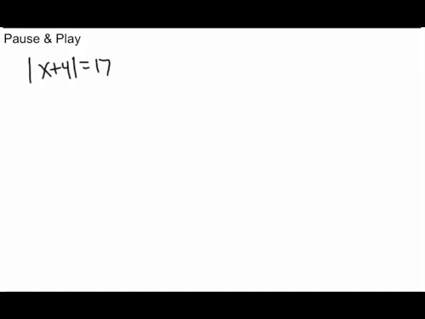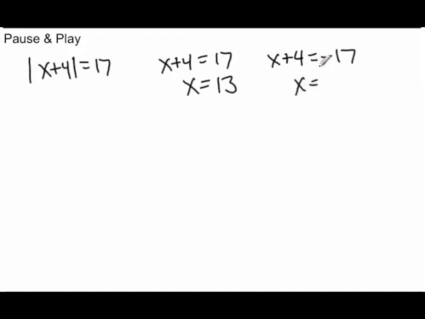All right, so let's split our equation into the two pieces. Either x plus 4 is going to be equal to 17, or x plus 4 is going to be equal to negative 17. So solving both of these, I'm going to subtract 4 from each side. So x equals 13, or x equals negative 21.